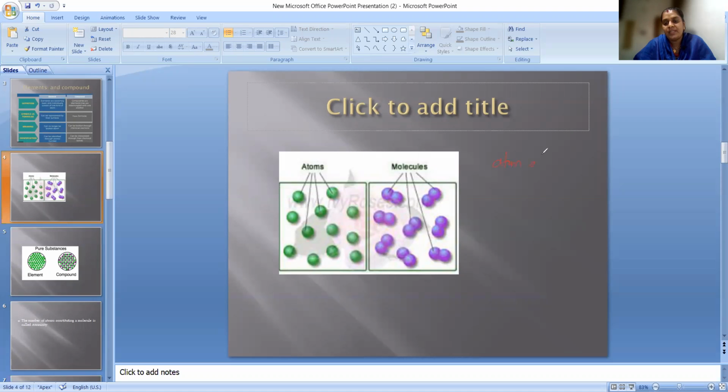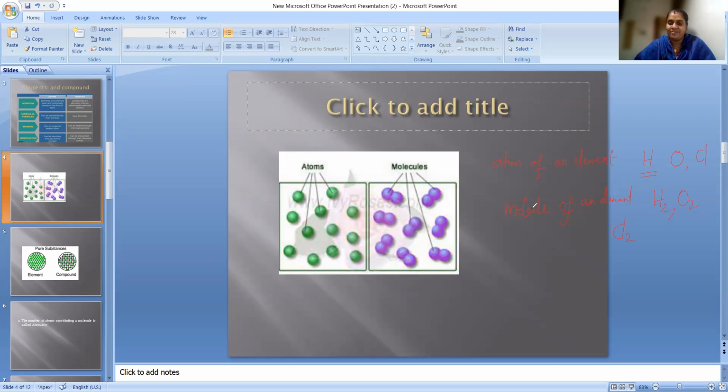Atom of an element means it's like hydrogen. This is atom of hydrogen element, or atom of oxygen element. It is not combined, so that is called atom of an element. If you take molecule of an element, how will it come? It will be combined. Molecule of an element should be combined, like H2, O2. These are examples for molecule of an element, Cl2. These are combined. But what is atom of chlorine? It will be represented like Cl.